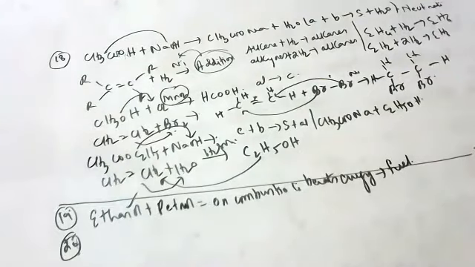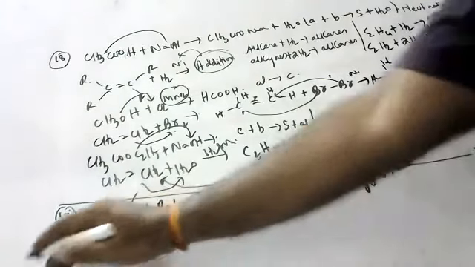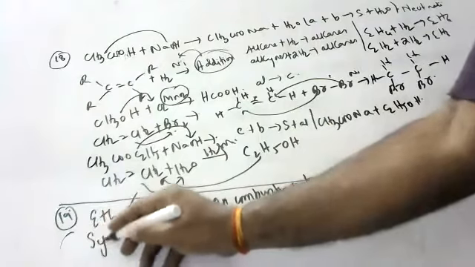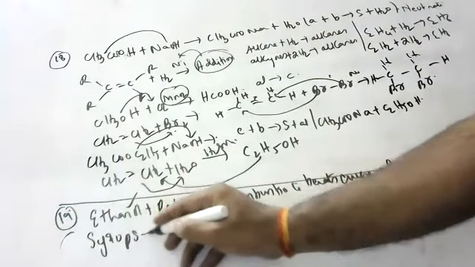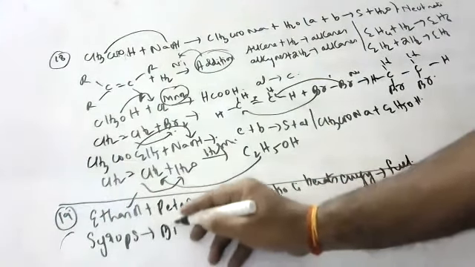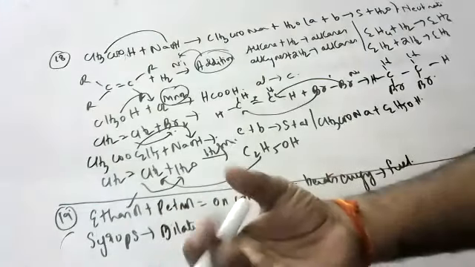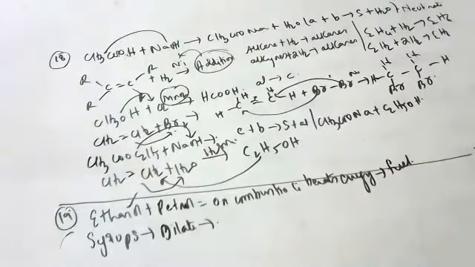Give one use of ethanol in medicines. Where is ethanol used, children? In cough syrups. Why? It will dilate the blood vessels. When it dilates the blood vessels, what happens, children? More blood supply will occur and the cough is reduced.